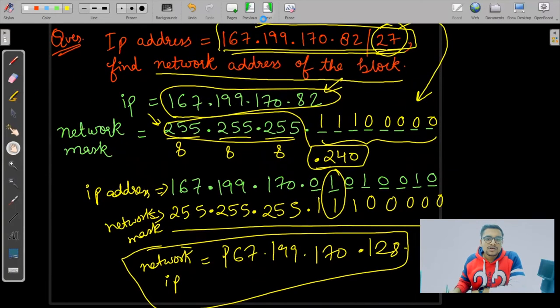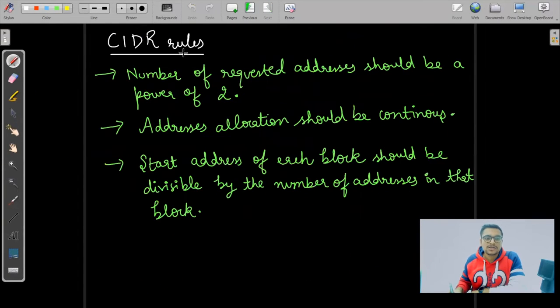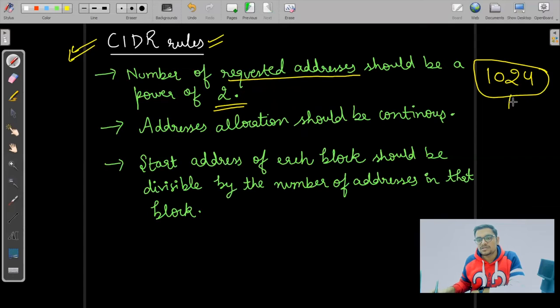Now moving on, as per the CIDR rule notation, there are three restrictions when you are going to declare or allocate a block using classless addressing. You have to keep these rules in mind. The number of requested addresses, or the number of hosts that the person or the organization is requesting, should be a power of 2. Like in the previous case as well, I requested 1024, which is simply a power of 2, 2 to the power 10.